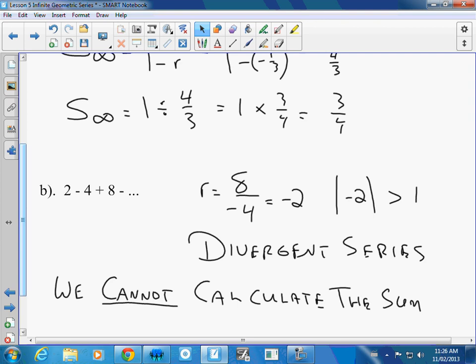Okay, so when we're talking, guys, here, infinite, and it has to specifically say infinite, right? You have to decide, first thing, whether or not you can calculate the sum. So you have to find R. If the absolute value of R is less than 1, you can do it. If the absolute value of R is greater than 1, you cannot.